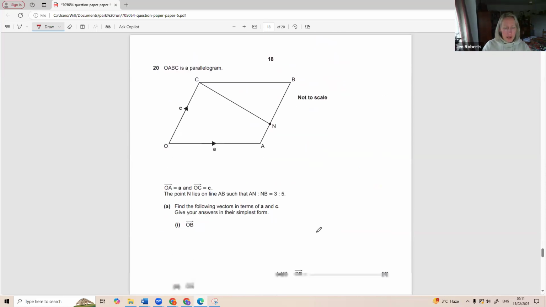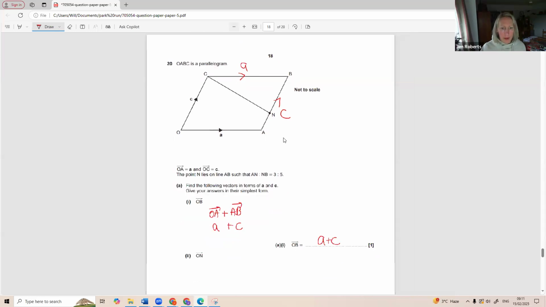Okay, vectors. OB. Okay, so this is a parallelogram. So this vector here from A to B is just C, isn't it? And the vector from C to B is just A. To get to OB, it's OA plus AB. OA is A, AB is C. So just A plus C, or C plus A.